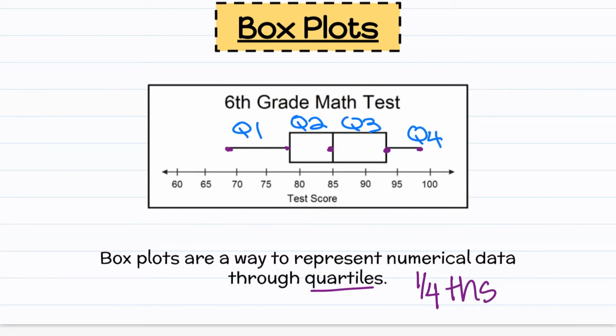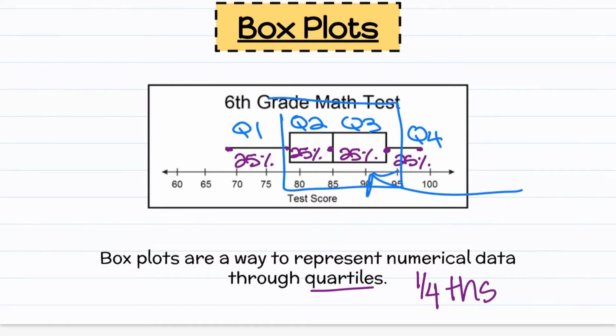Well, this means that this quartile 1 represents 25% of the data. Quartile 2 is the next 25%. Quartile 3 is another 25%. And then the last quartile represents the final 25%. So if you take a look at this, our box that's in the middle of our box plot actually represents 50% of the data. So the middle 50% of the data.